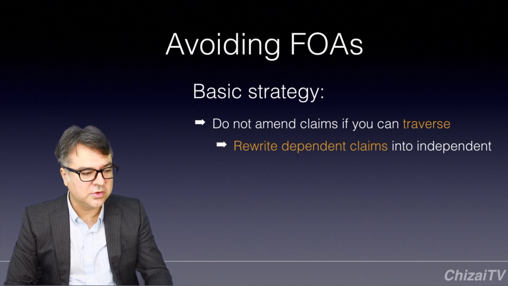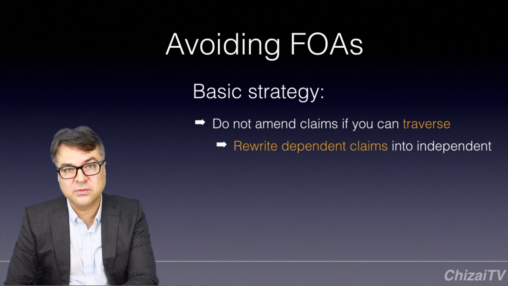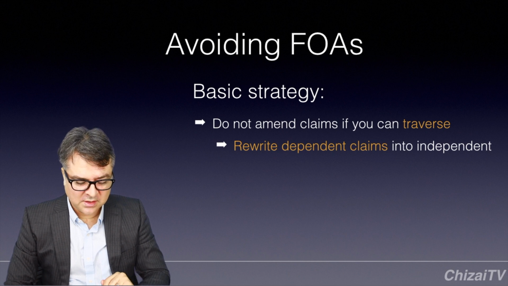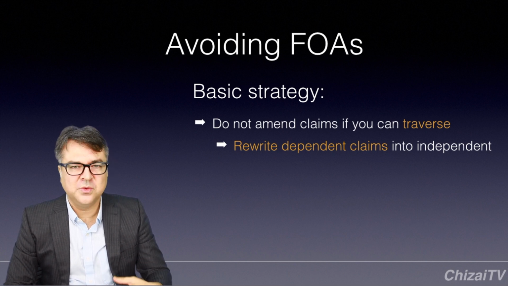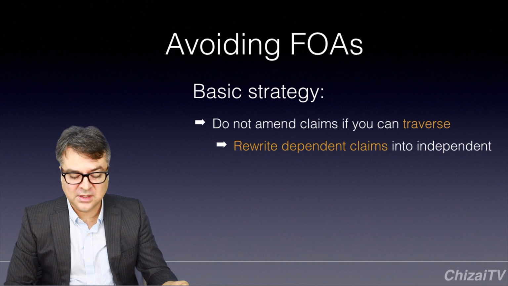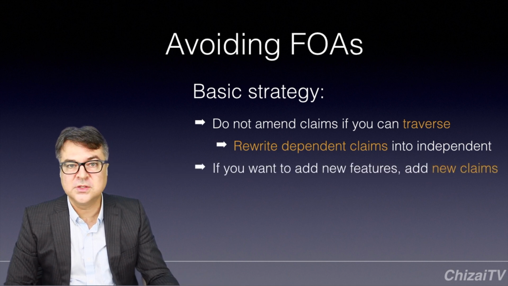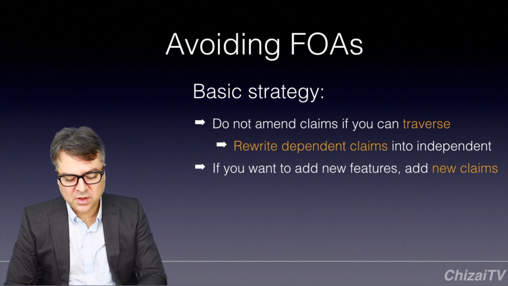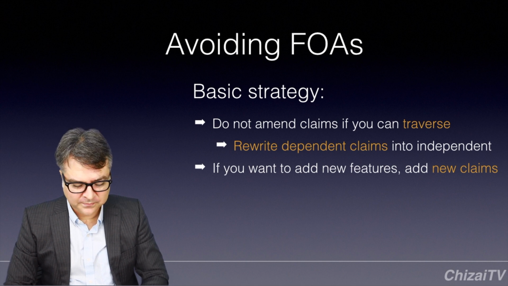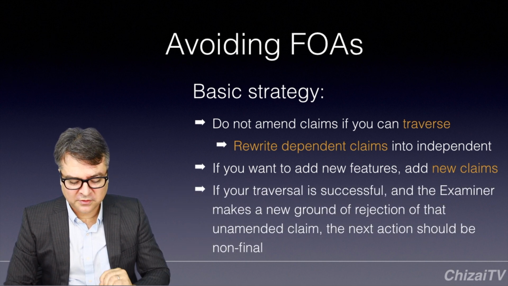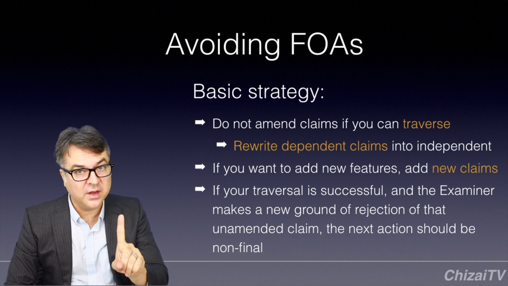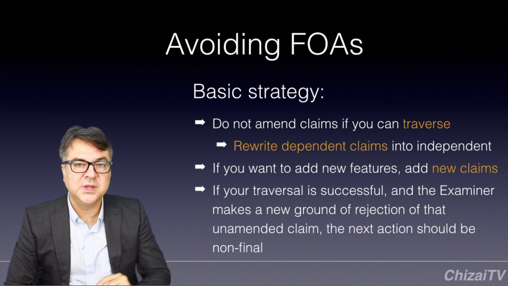So if you rewrite it, you traverse the rejection, and the examiner gives you a new ground, rejects the claim again, that action should not be final. The next action should not be final. And if you want to add new features, if there are things that you want to put into the existing claims, add new claims for those features. Make new dependent claims if you want to. That will allow you to add the new features without amending your original claims. And if your traversal is successful, if you win on your argument, and the examiner makes a new ground of rejection of the unamended claim, just one, it can just be one claim, the next action should be non-final.